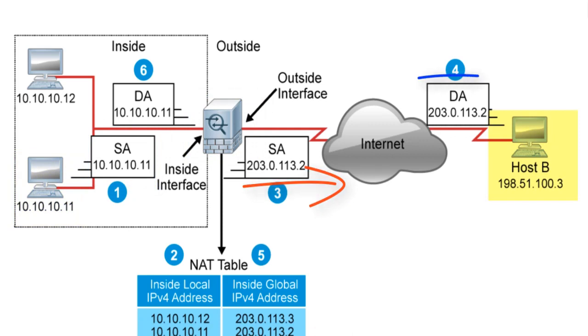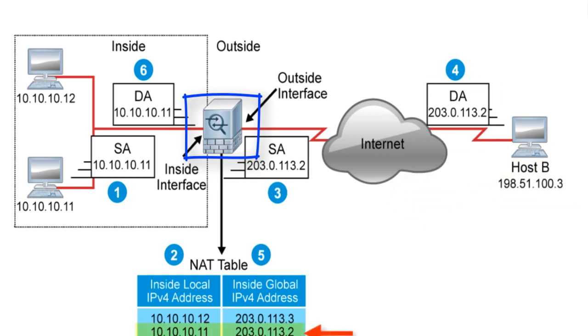Host B receives the packet with 203.0.113.2 as the source address. When host B replies, it specifies 203.0.113.2 as the destination address. When the ASA receives the reply packet and checks its table, it finds the entry that's associated with the inside global IPv4 address of 203.0.113.2. The ASA replaces the inside global address of 203.0.113.2 with the inside local address of 10.10.10.11 and forwards the packet.